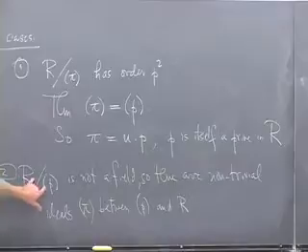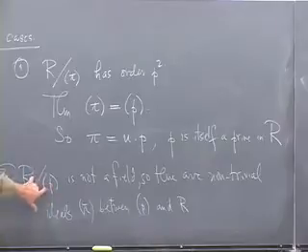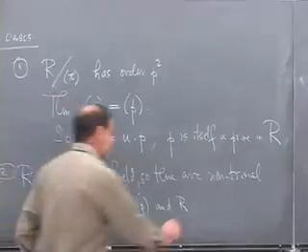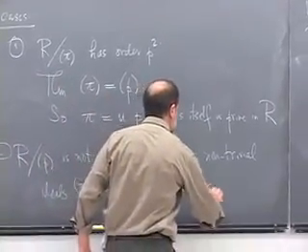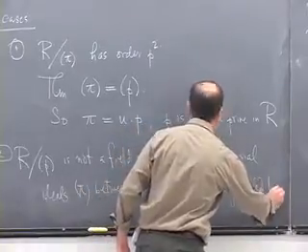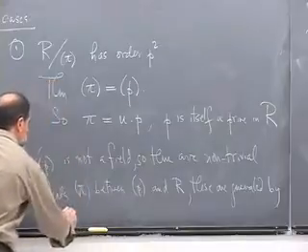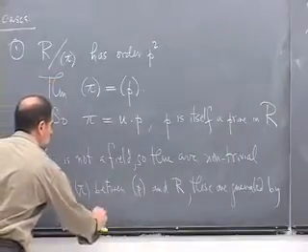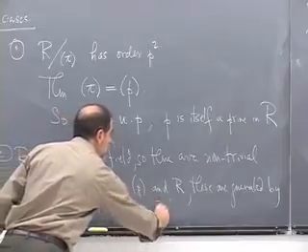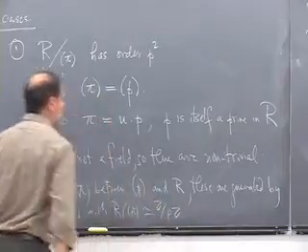If it's not a field, that means there are more than two ideals, 0 and 1. So there have to be ideals between here and here, because we saw the ideals of this ring are exactly the ideals of the original ring between p and R. And these are generated by primes pi with R mod pi isomorphic to Z mod pZ, namely the field of p elements.